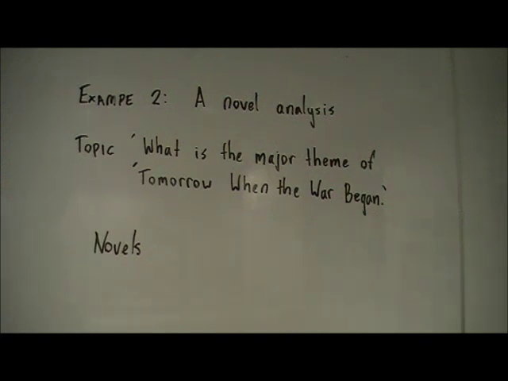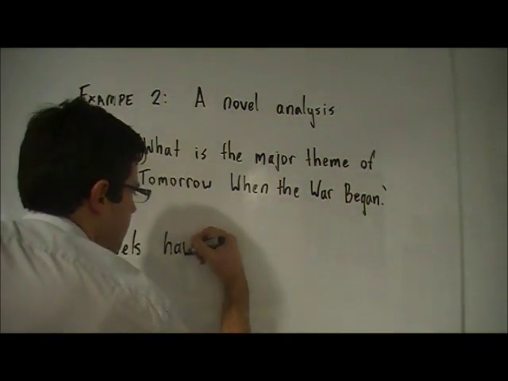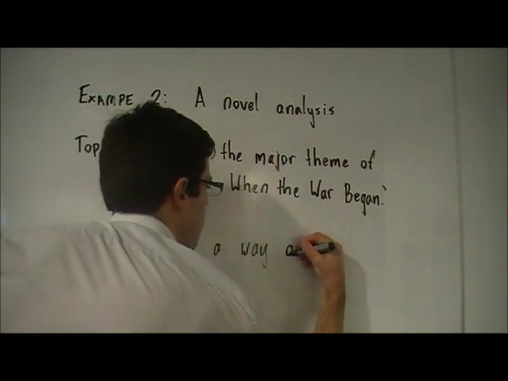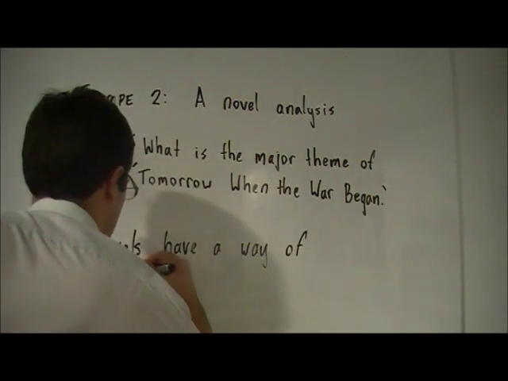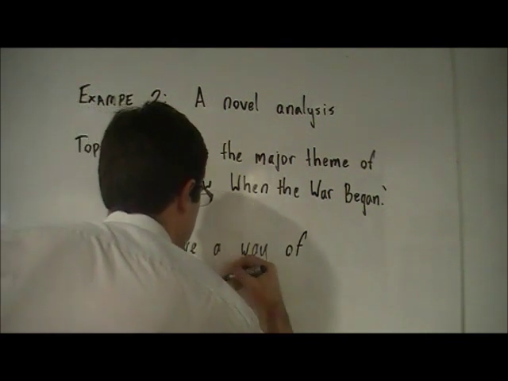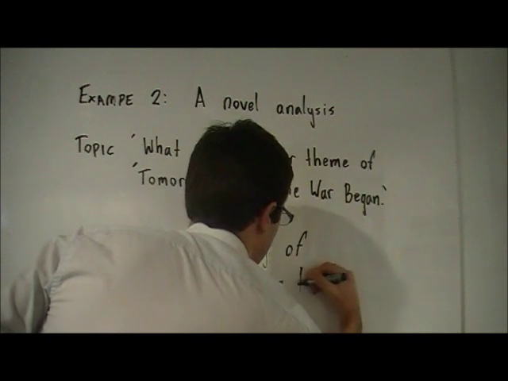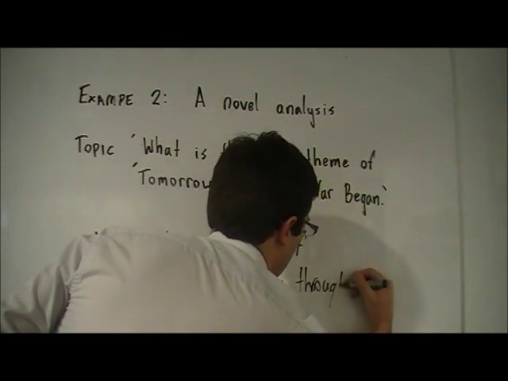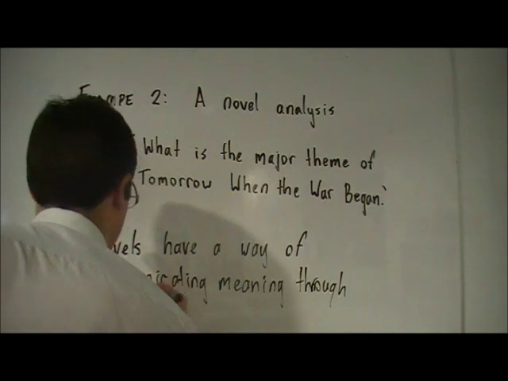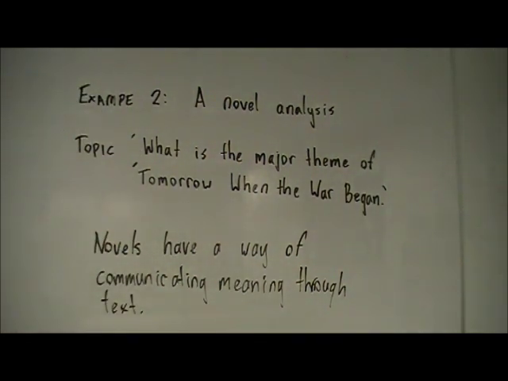But in this case, I'm going to start by saying novels have a way of communicating meaning through text. All right, so in this case, my broad introduction is novels have a way of communicating meaning through text. I haven't gone too specific about what I'm going to talk about in this essay. I haven't gone too specific in terms of creating any controversy, but I've given a good, clear understanding that this next essay is going to be about a novel, and that's a really important thing.